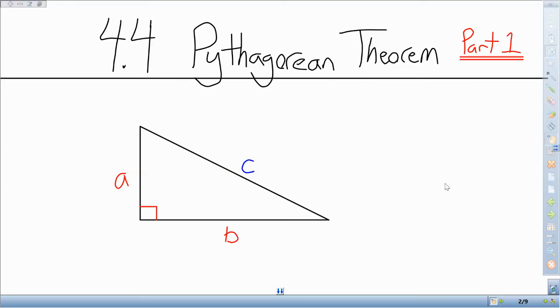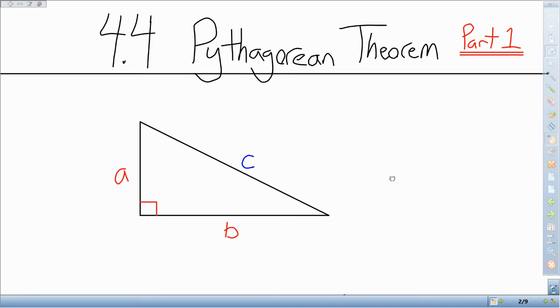Hey everybody. So we're getting into 4.4 part 1 today, looking at the Pythagorean theorem. This is probably a little formula that you've seen in the past. But for now, go ahead and get this title, draw this triangle, and then I'll show you the actual theorem.